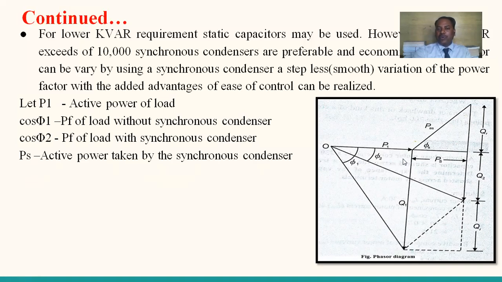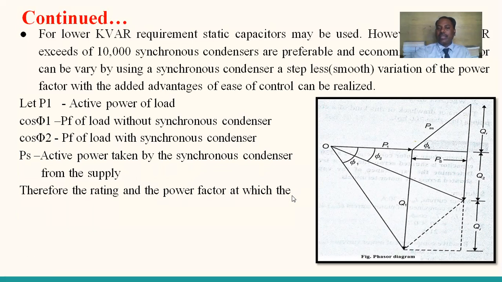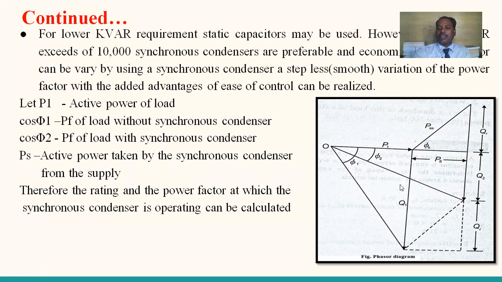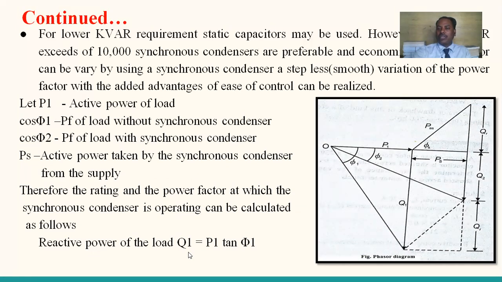And PS is the active power taken by the synchronous condenser from the supply. Therefore, the rating and the power factor at which the synchronous condenser is operating can be calculated as follows. The reactive power of the load, Q1, is equal to P1 tan phi 1. This is the generalized formula because the inclination of the angle is to be considered.